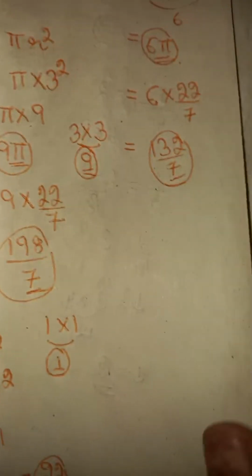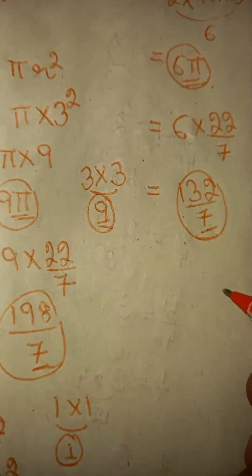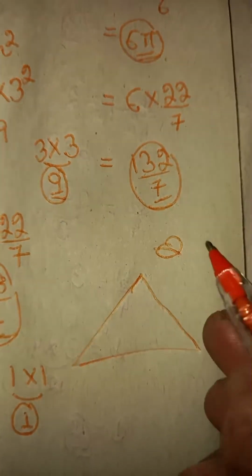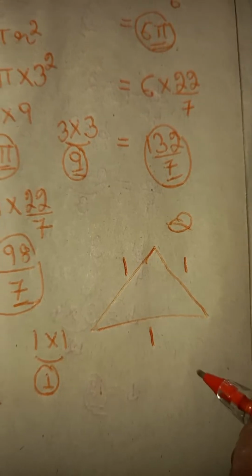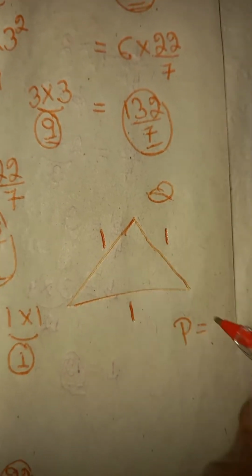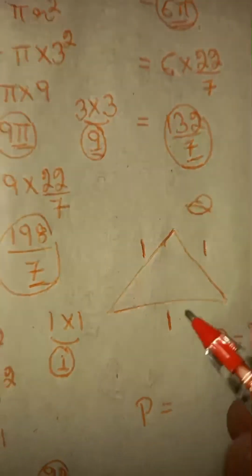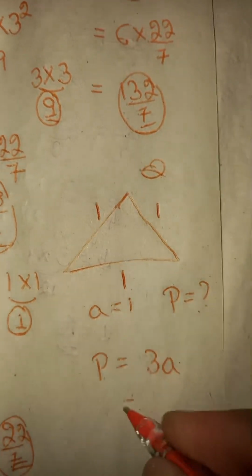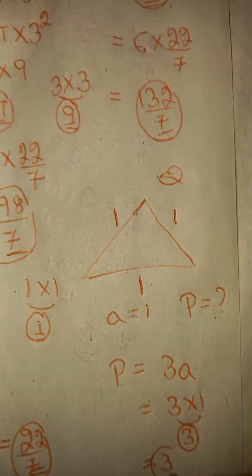Let's take one more picture. Here in this triangle, they are given all three sides as 1 unit. Now you need to find out what's the perimeter of this triangle. Perimeter of the triangle, this is an equilateral triangle, so side length is 1 unit. 3 times of side length, which means 3 times of 1 unit, which remains as 3 units.